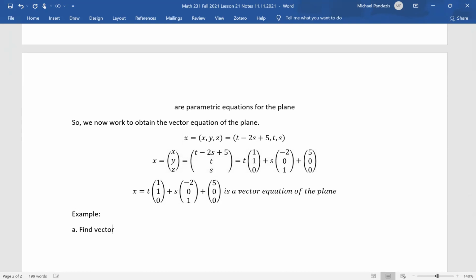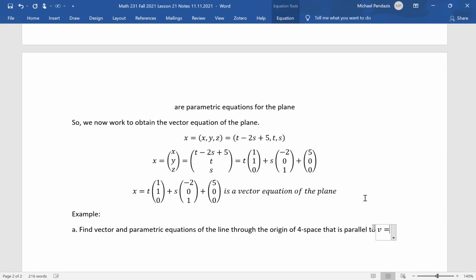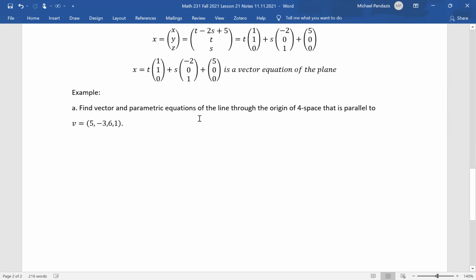So find vector and parametric equations of the line through the origin of four-space, the space of all four-tuples, that is parallel to the vector v, which is equal to 5, comma, -3, comma, 6, comma, 1. So find the vector and parametric equations of the line through the origin of four-space parallel to that vector.